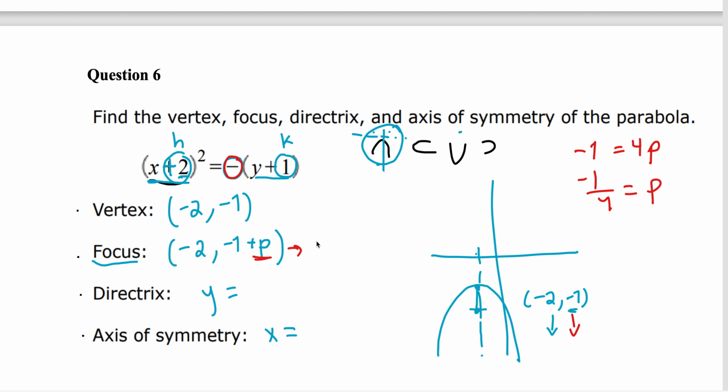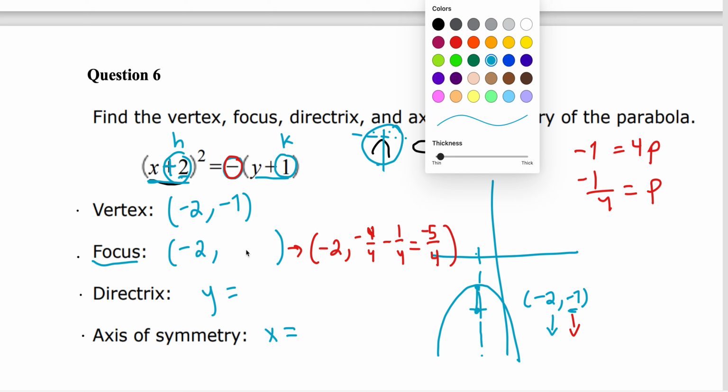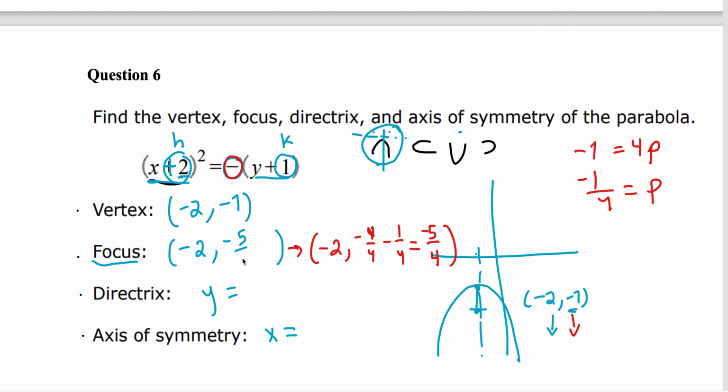Okay, so in this one it's going to be -2, and remember -1 could be -4 divided by 4, minus 1/4, so this equals -5/4, right? That's a way you can add fractions. So the answer is -2, -5/4, right? And how can I get that directrix?